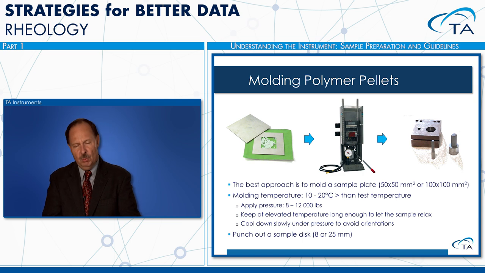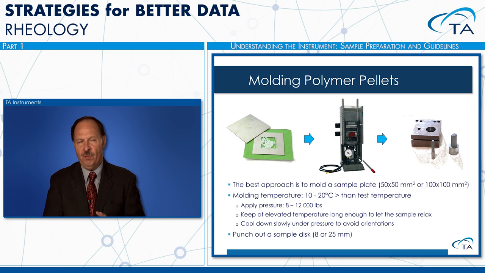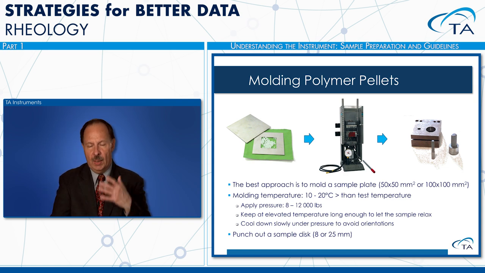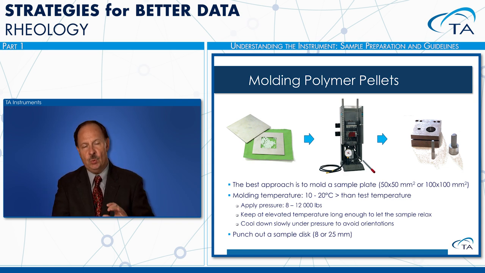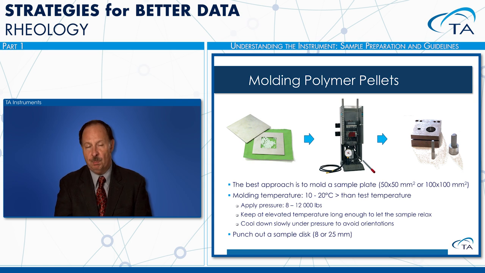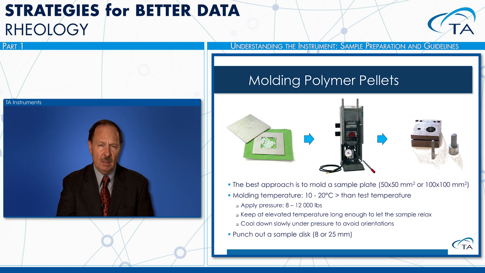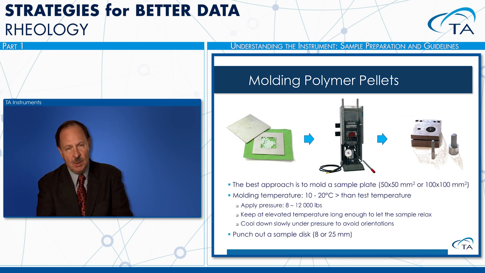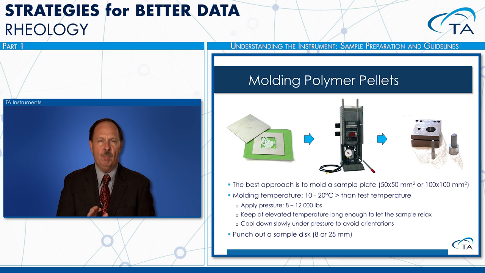So most of the time, if they have the instrumentation to do this, what people would like to do is make a plaque of the polymer melt or the powder or the flakes, and press it at a high temperature, we say 10 to 20 degrees above the test temperature. You apply pressure, and you want to give the material enough time to flow, and then you do a slow cooling. Once you take out your plaque, you can buy this punch from us, but we have this melt kit, which will enable you to punch out 25 millimeter discs or 8 millimeter discs for running on our rheometers. So for most polymer melt rheology, 25 millimeters seems to be the best.